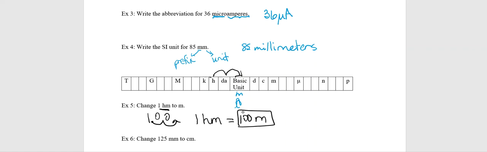By having this chart working in this horizontal direction, all I have to do is move the decimal accordingly, which is why I really like that. Okay, I'm going to erase this so I can do the next problem. Number 6 says change 125 millimeters to centimeters. So 125, the decimal is to the right. I'm moving from milli, little m, to little c. Little m to little c is only 1 unit, and it's 1 to the left. So I'm going to move the decimal place 1 to the left.